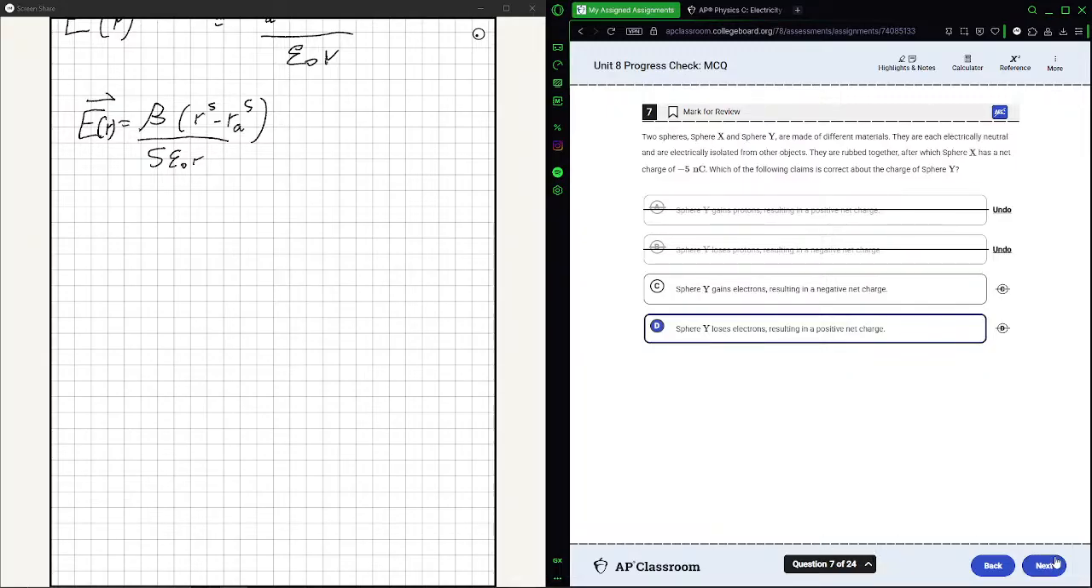See, this is the type of question we need, bro. Wait, go back. X and Y are electrically neutral, and then sphere Y loses electrons. Okay, that makes sense. This is a question we had in 7th grade.